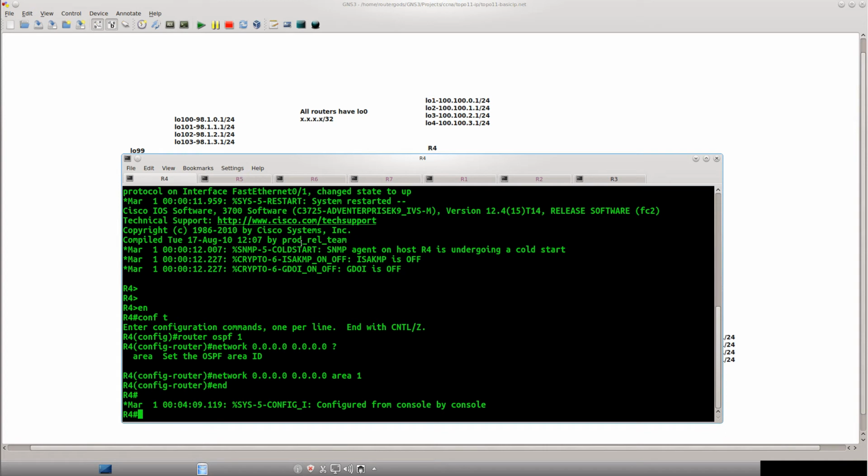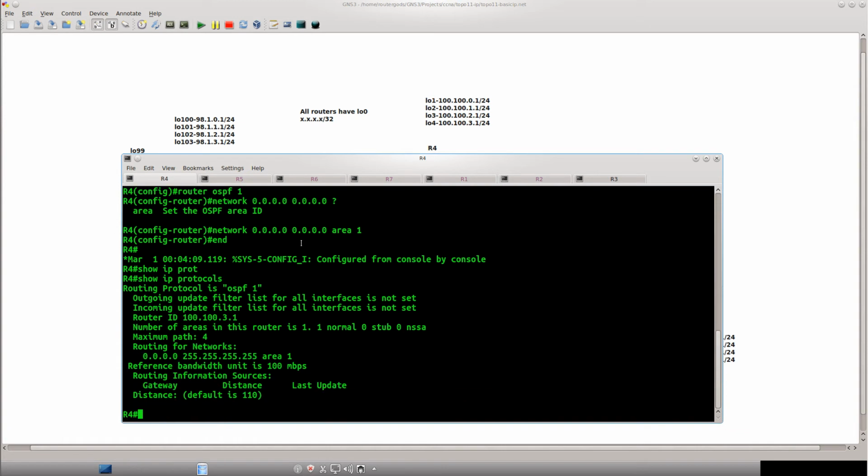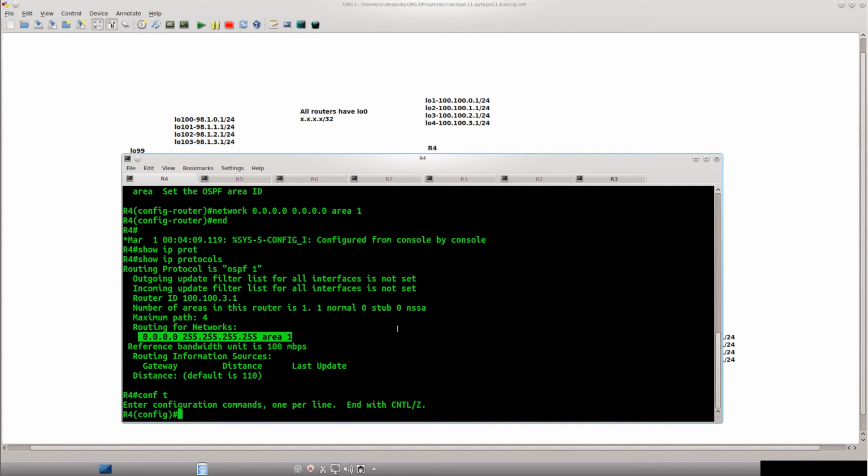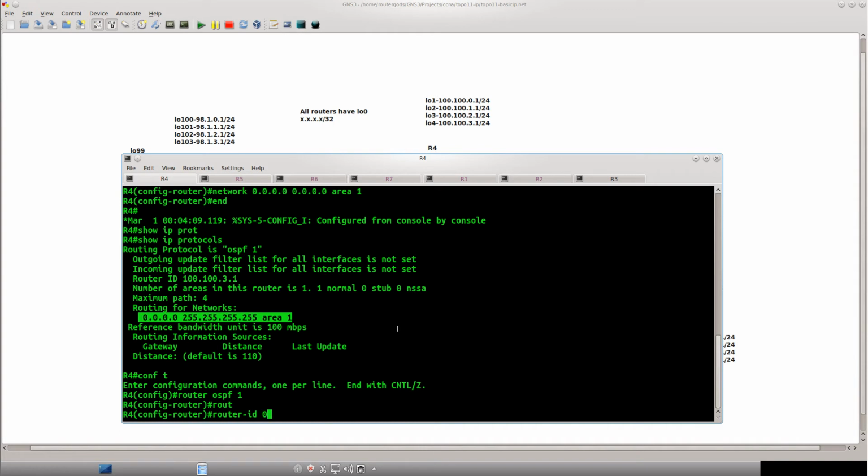You have two options here. Show IP protocols. It's going to show you OSPF. What you're looking for is your router ID here. You also see that you put everything into OSPF. Most important things. Let's change that router ID. I don't like that router ID. So go back into OSPF and type in router ID 0.0.0.4.